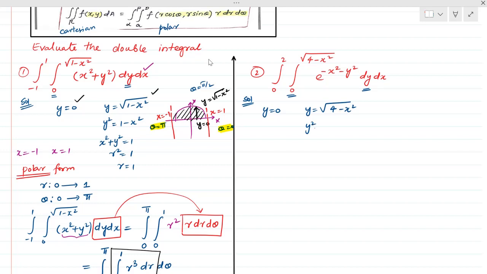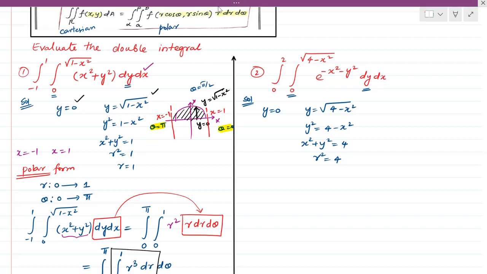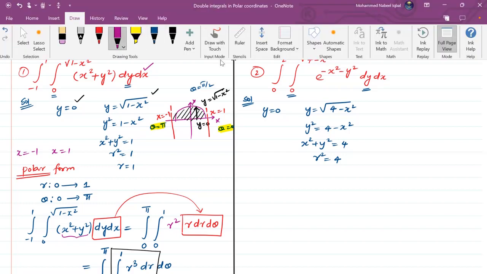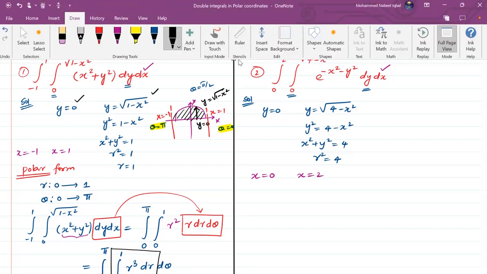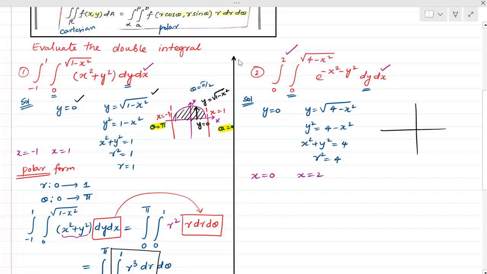Now if you square this, you will get y square equals 4 minus x square. Move the x square here, and it becomes x square plus y square equals 4. This is r square equals 4, which is a circle with center (0, 0) and radius 2. And what about the limit of x? The limit of x varies from 0 to 2. Now if you draw the graph of this, this is a circle.